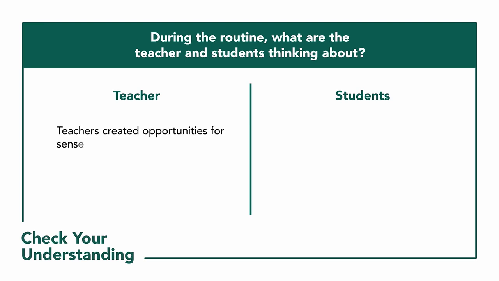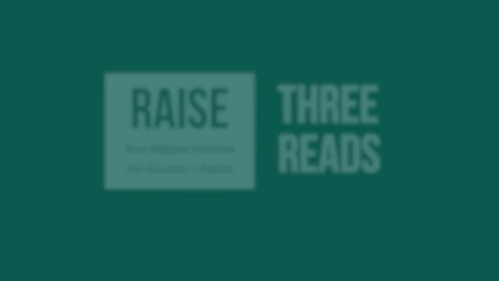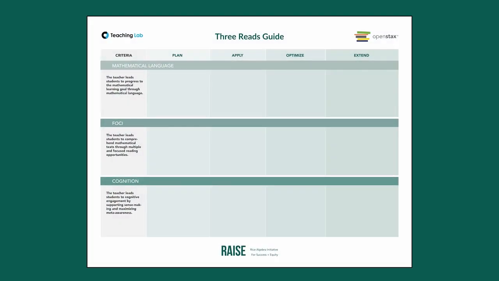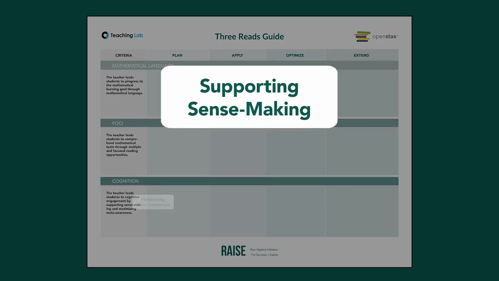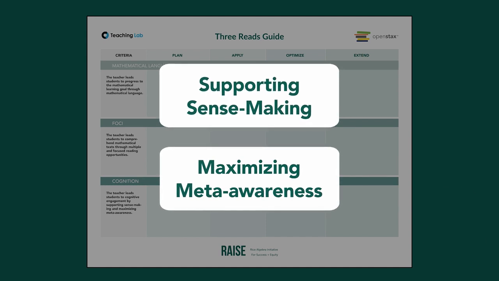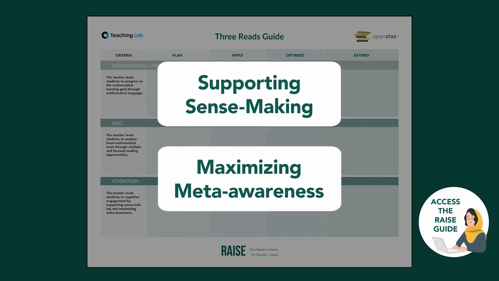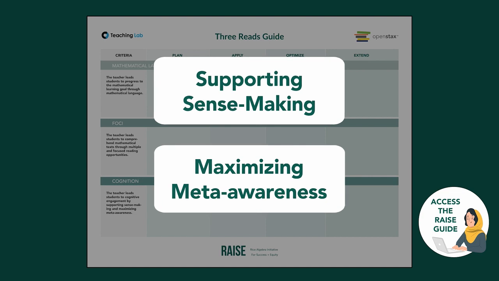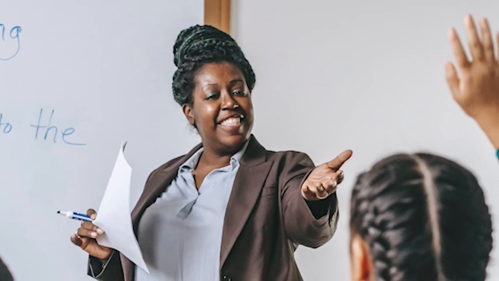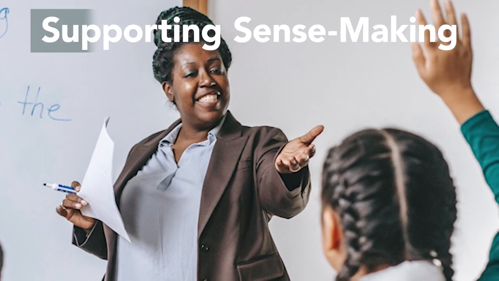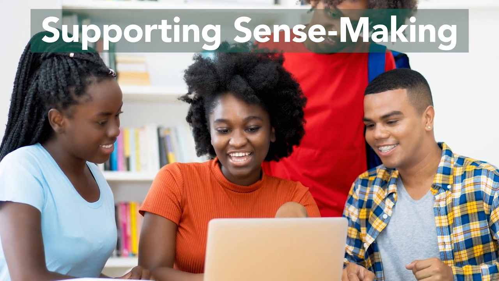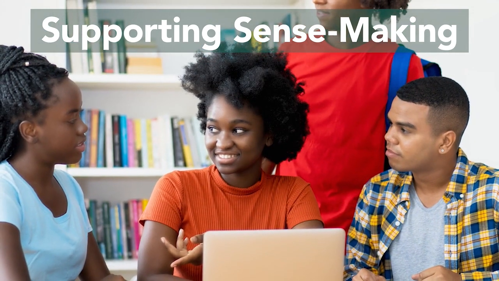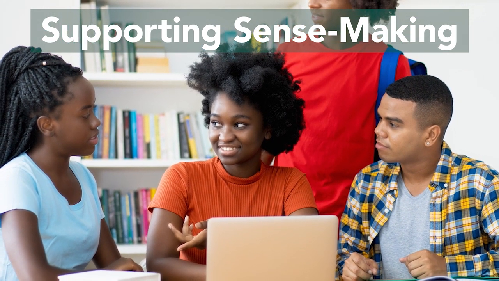You probably noted that teachers created opportunities for sense-making and, along the way, students reflected on their thinking. Comprehension and metacognition are baked-in principles of the 3 reads routine, supporting sense-making and maximizing meta-awareness. Take a moment now to reference your 3 reads guide as we explain these 2 principles. By reading the entire task and providing 3 reading foci, we open opportunities for students to make sense of or comprehend multiple dimensions of the task and scaffold how they make meaning of the mathematical context.